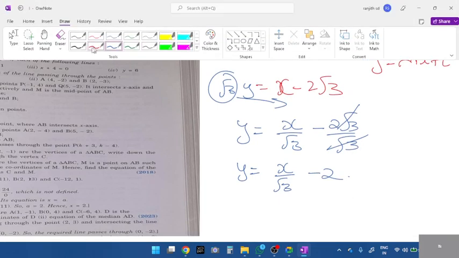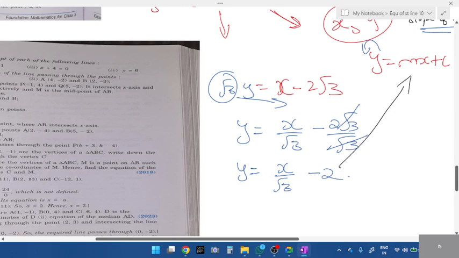Tell me what is slope and intercept. All of you will compare with this. What is slope value? 1 by, not x by root 3. x and x will get cancelled. What is m value? 1 by root 3. What is c, students? Tell me with the sign. c is equal to minus 2.